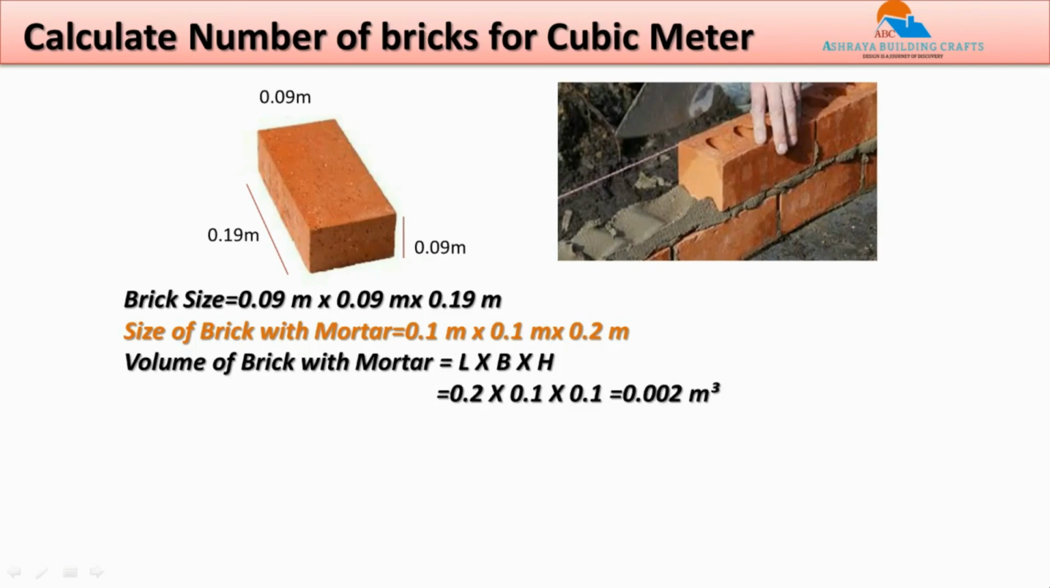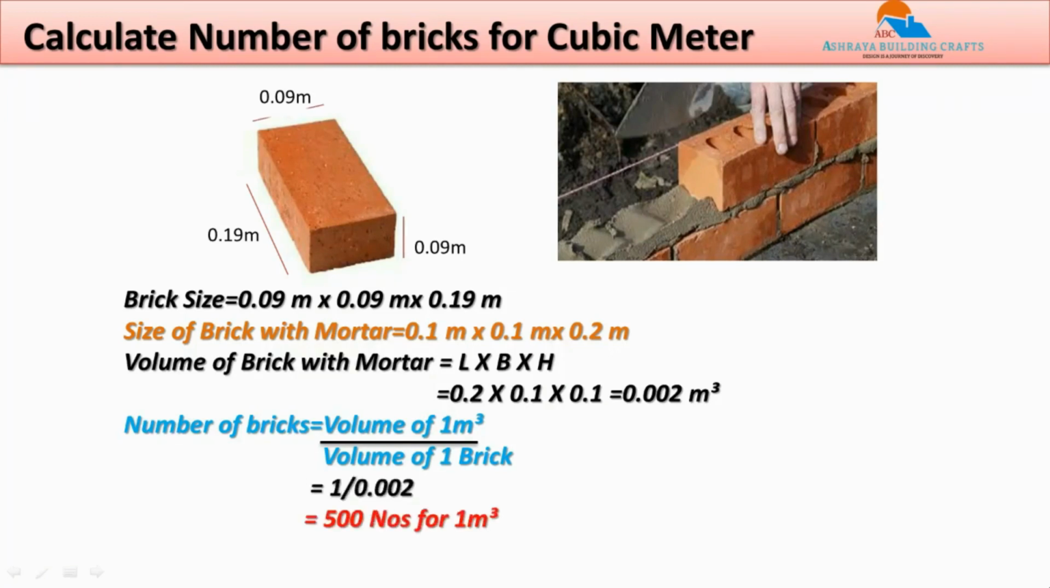results volume in cubic meter, that is 0.002 cubic meter. To calculate number of bricks, the formula is as below: volume of 1 cubic meter divided by volume of 1 brick results 500 number of bricks per 1 cubic meter.